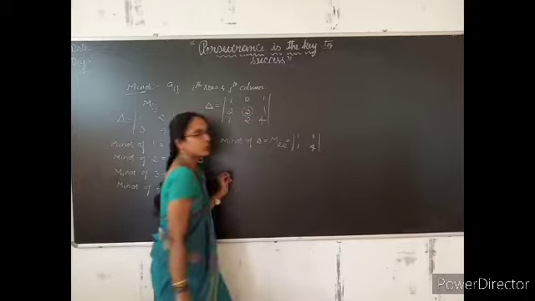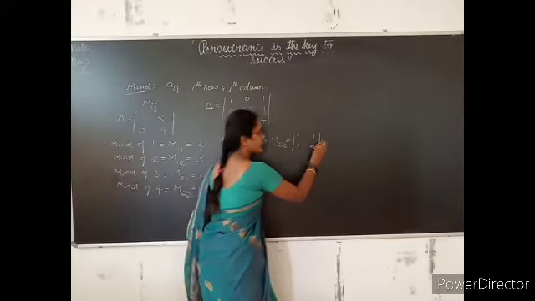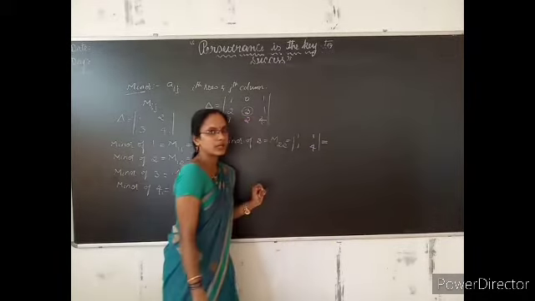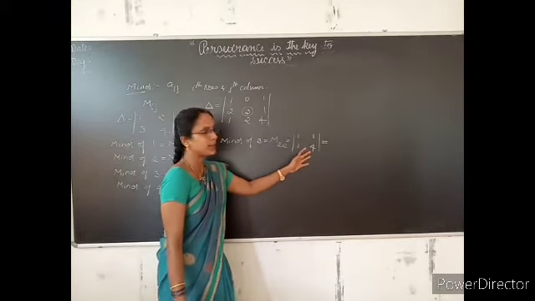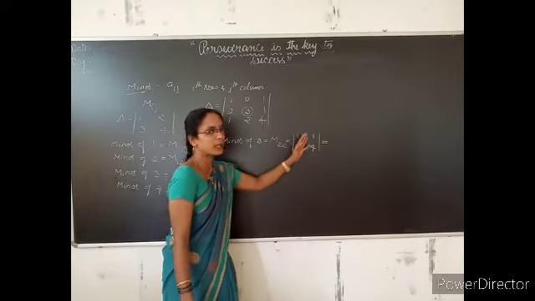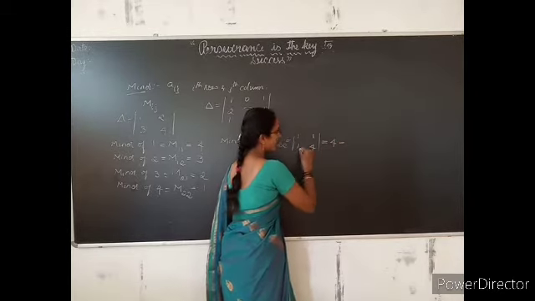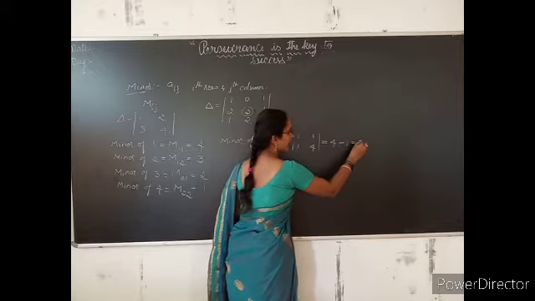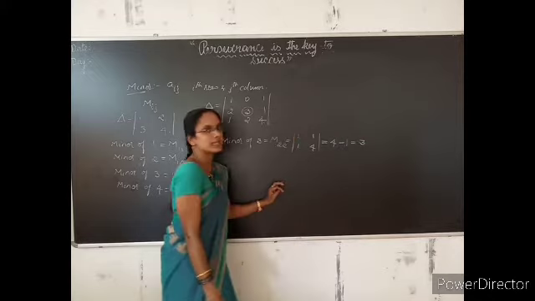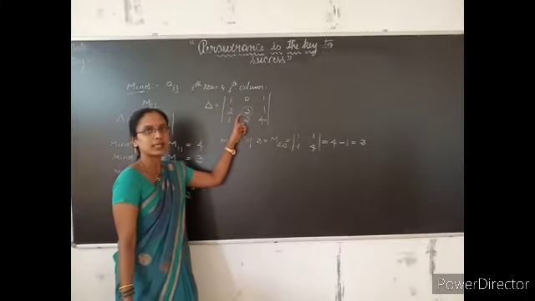So this is a 2 by 2 determinant, and you know how to evaluate a 2 by 2 determinant: multiply the diagonal elements minus multiply the non-diagonal elements. So 1 into 4, 4, minus 1 into 1, is 1. So the value is equal to 3. So this is the minor of the element 3.